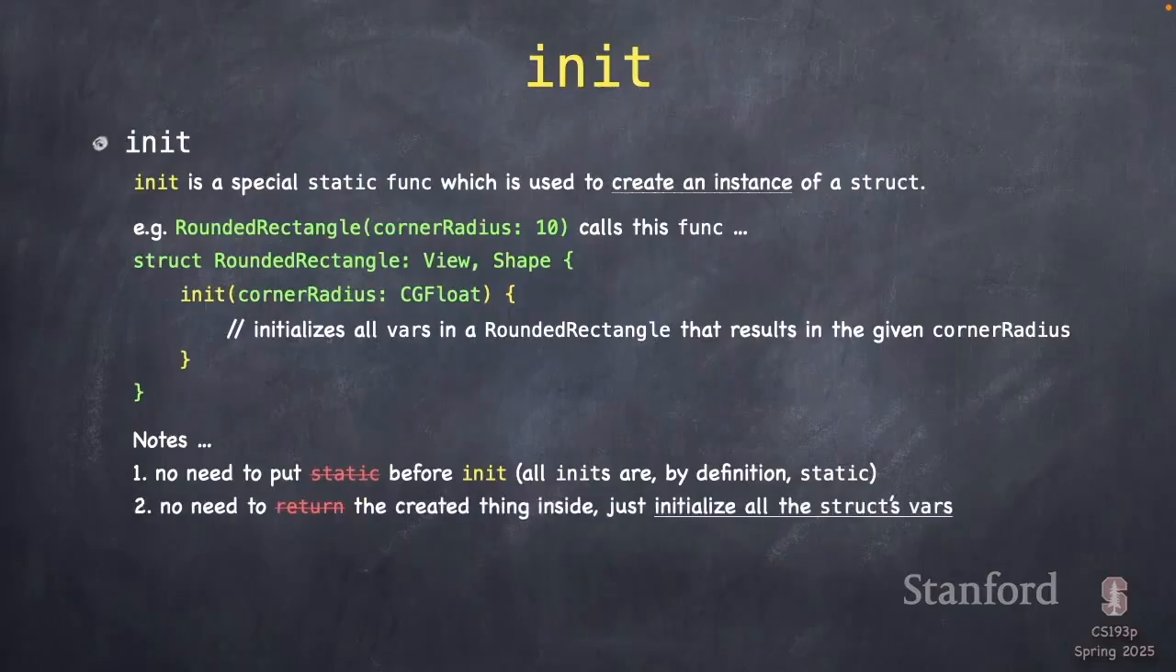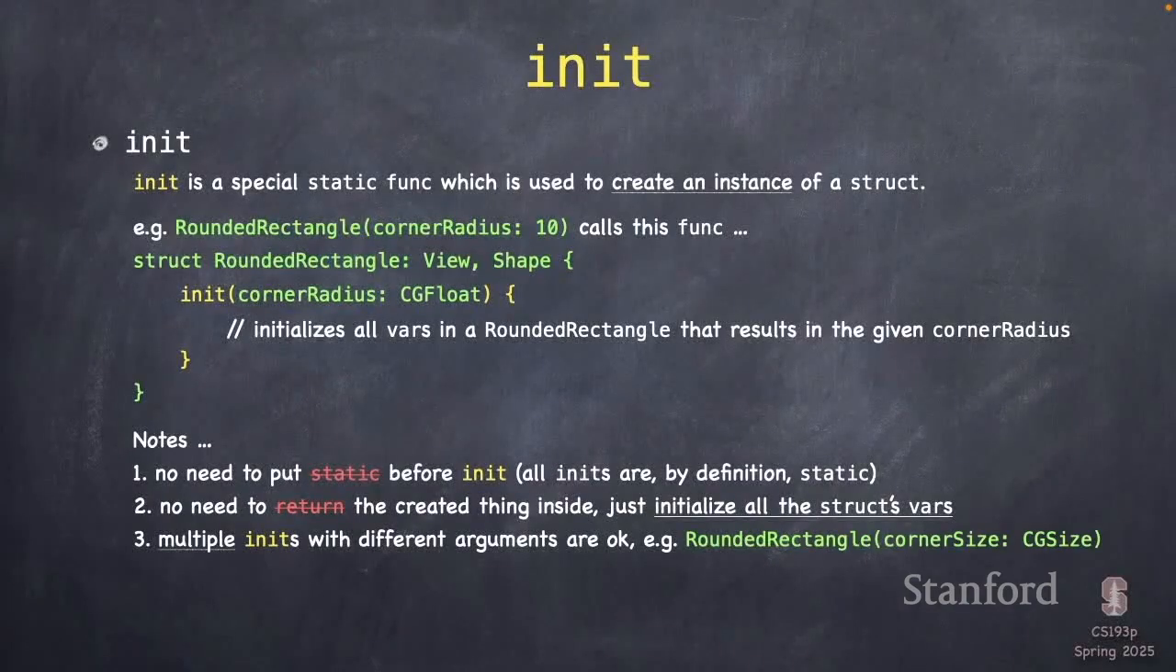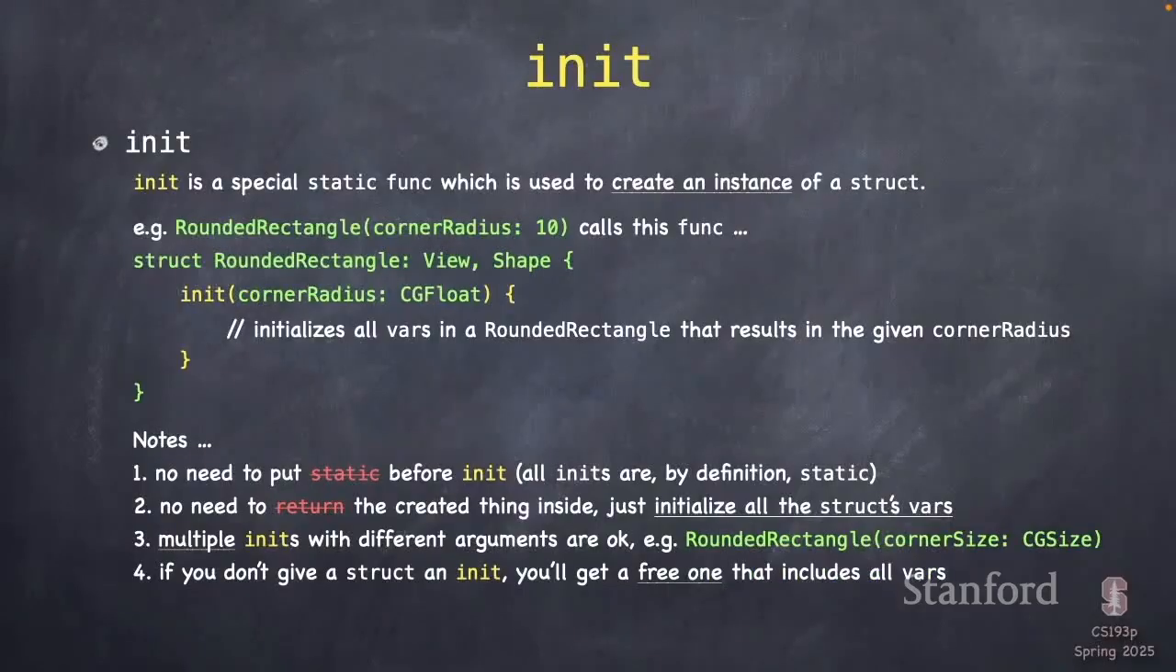You also don't ever put return. Well, I'm going to talk about in a few slides one case where you put return, but generally you don't return anything from init. You just initialize all your vars. That's all init does. It just goes through all the vars in this struct and initializes them all to the right values. Multiple inits are allowed. We already know that. Corner radius, corner size. If you don't give a struct an init, you get this default init that lets you init all the variables in the order they appear in your struct, by the way.